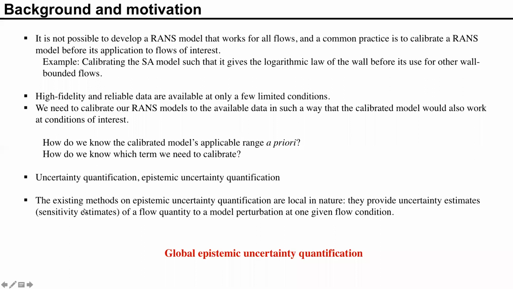However, the existing methods on epistemic uncertainty quantification are local in nature. Namely, they provide uncertainty estimates or sensitivity estimates, which probably is more accurate for this talk, of a flow quantity to a model's perturbation at one given flow condition. However, what we want is a global epistemic uncertainty quantification. We want uncertainty quantification within an entire flow space.